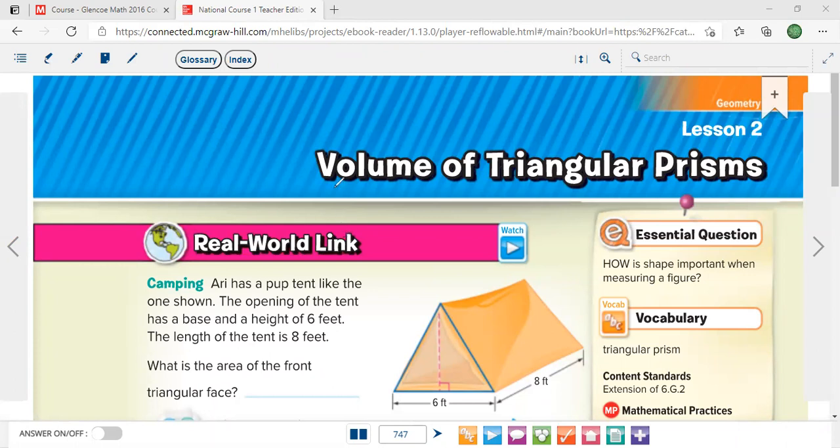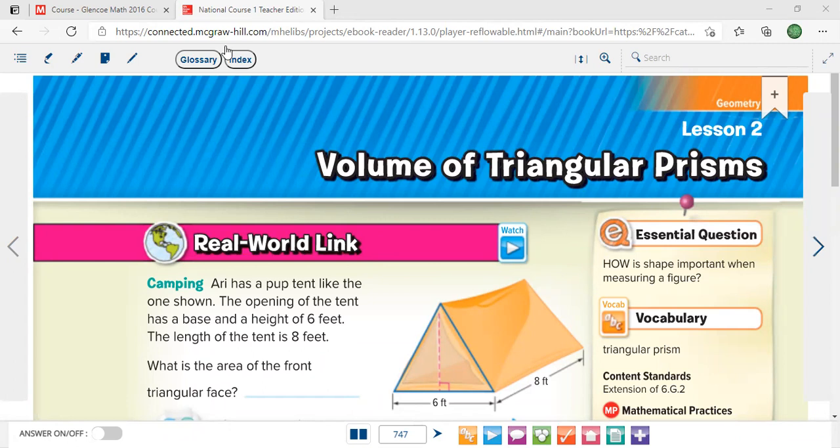Chapter 10, lesson number 2, volume of triangular prism. This is the triangular prism. It has two opposite faces shaped like triangles, this triangle and the other one at the back. And it has three other faces like rectangles. So two faces are triangles and three faces are rectangles.